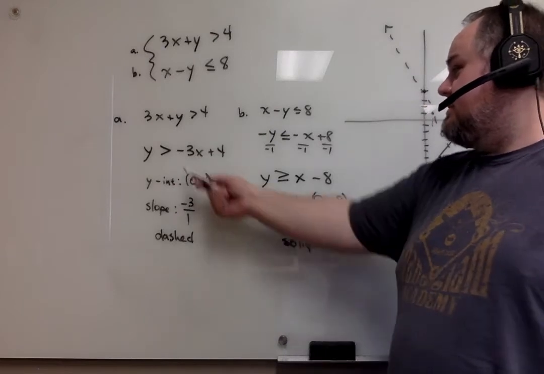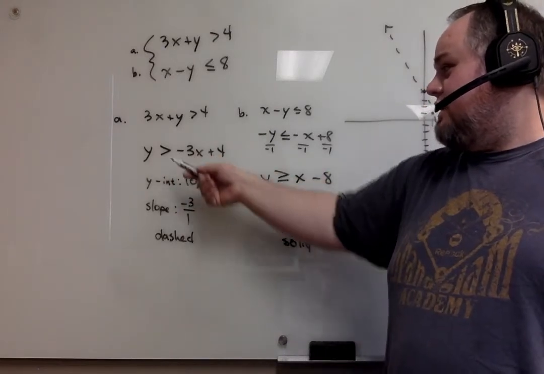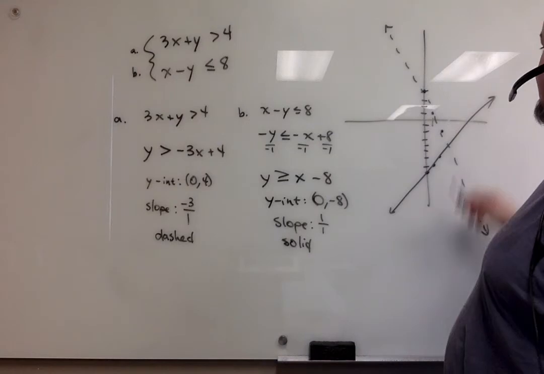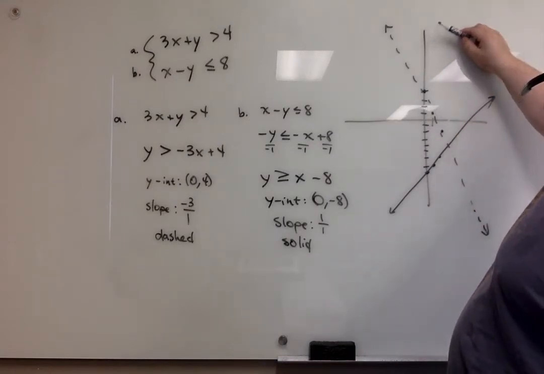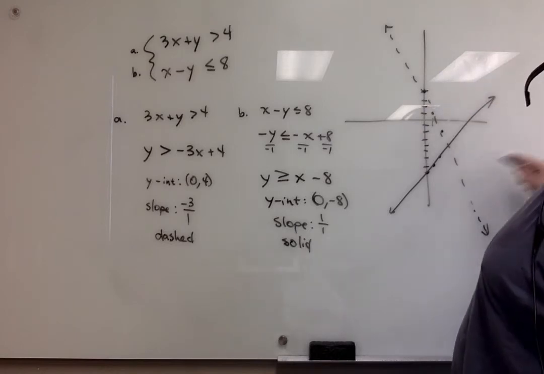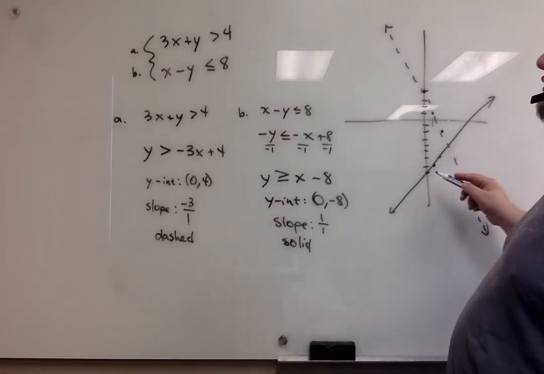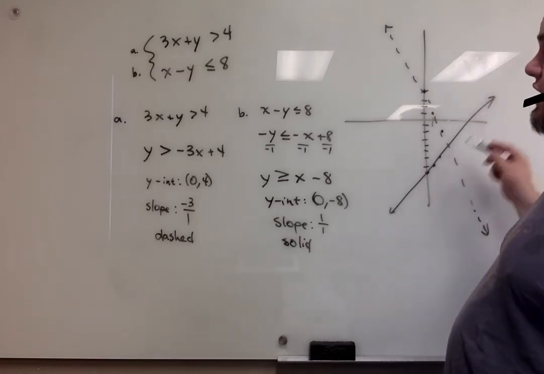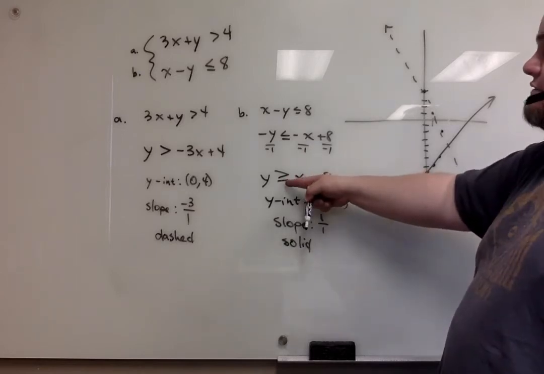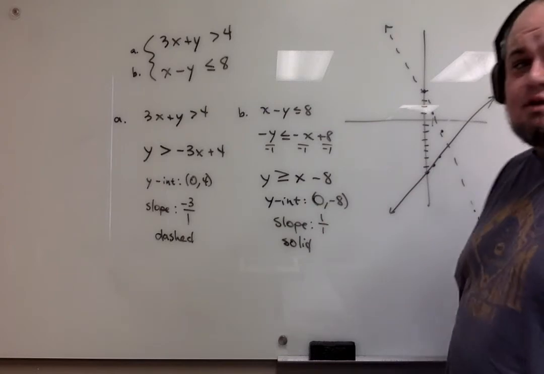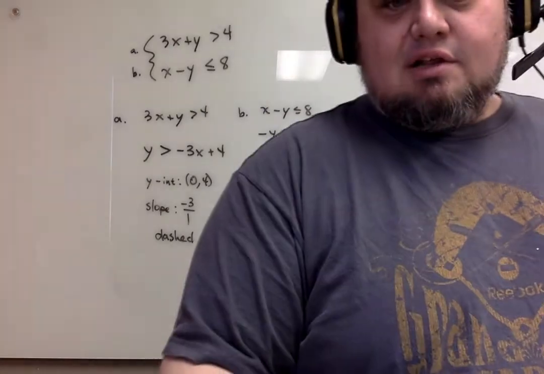So if you look at this one, once it's solved, it's greater than, which would mean that it would be everything above the dashed line. So it could be this whole area over here. But we want it also to be true for the solid line. So that means we're going to have to shade above as well because it's greater than. So we're going to shade above the solid line as well.